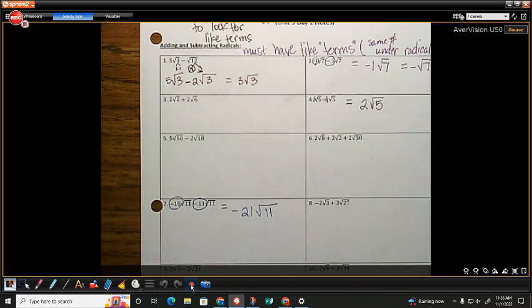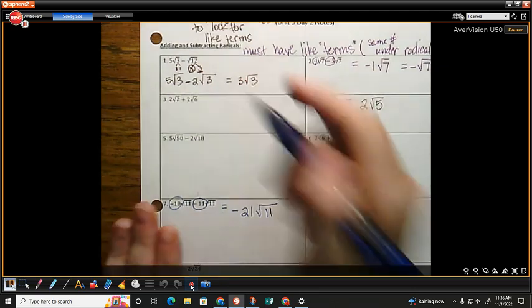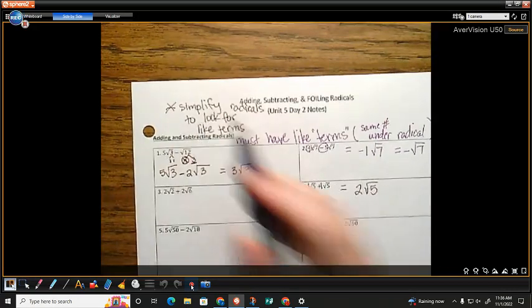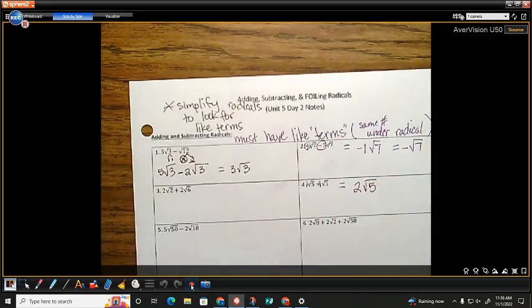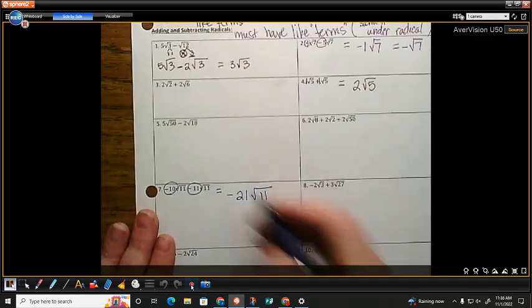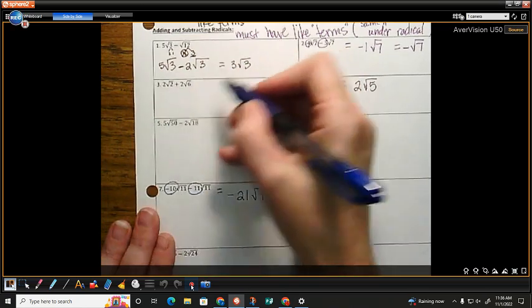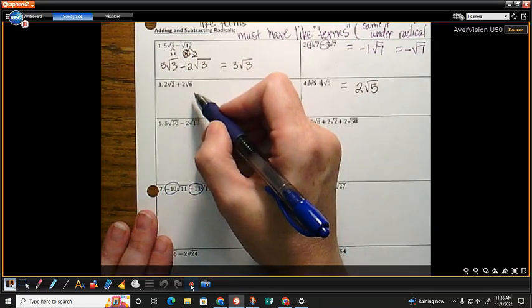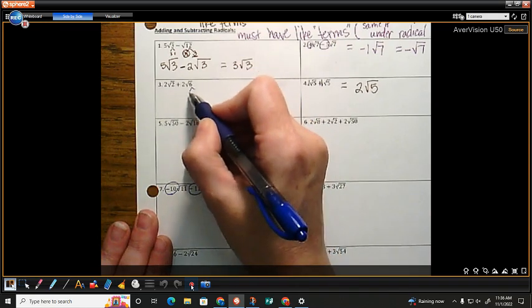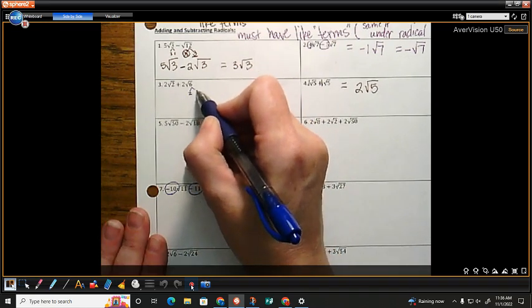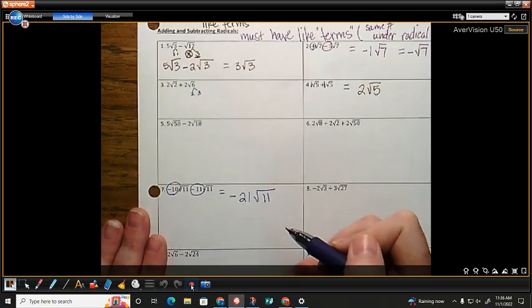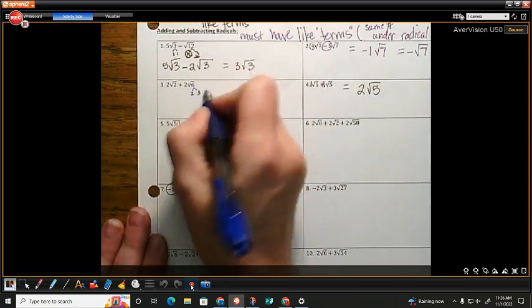And so they are not currently like terms. So what do you always check? Instead of common denominators, you're going to simplify to see if you can give them a common radical. Does root 2 simplify? No. Does root 6 simplify? Well, 6 is 2 times 3. Any perfect squares in there? No. So nothing here simplified.